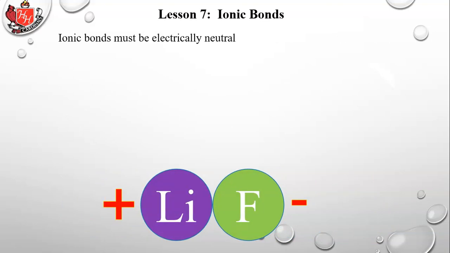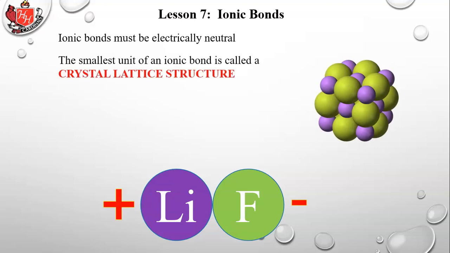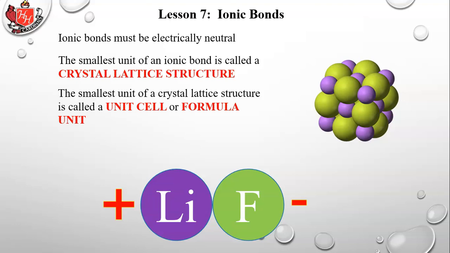So ionic bonds must be electrically neutral. So one of the atoms or one of the ions is positive, one's negative, but when you put them together, they neutralize each other and become electrically neutral. One positive, one negative. The smallest unit of an ionic bond is called a crystal lattice structure, and it looks like that. And you can think of it like bricks in a wall, but it kind of explains why ionic bonded substances such as salt, table salt, looks like they're in little cubes, is because they will form this relationship that looks like this.